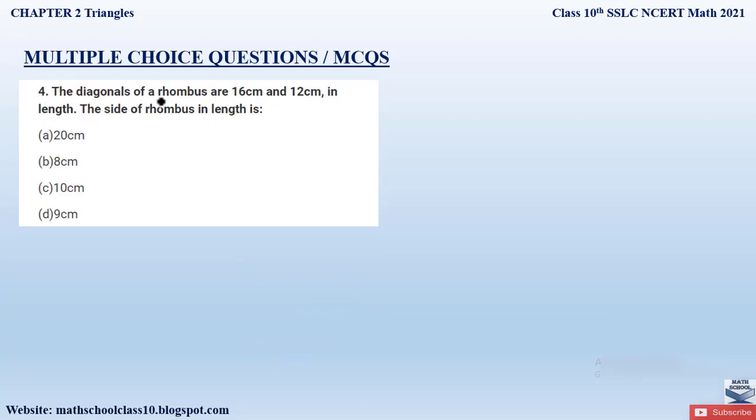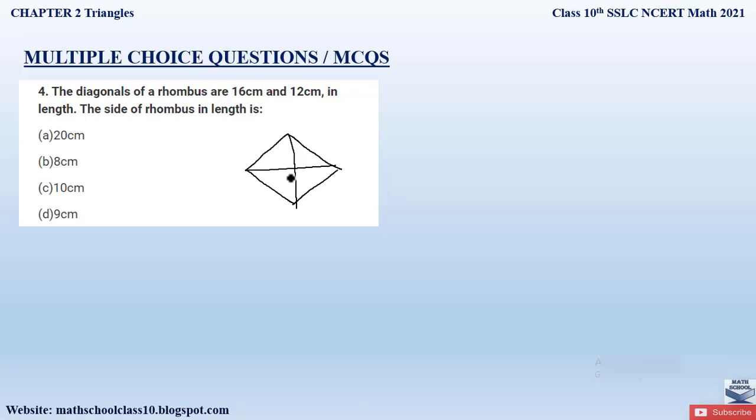Fourth question, the diagonals of a rhombus are 16 centimeters and 12 centimeters in length. The side of the rhombus in length is. So here, let us first draw a rhombus. Okay, so this is a rhombus. We have two diagonals here. So first diagonal is 16 centimeters.